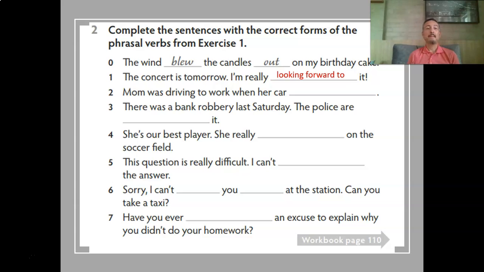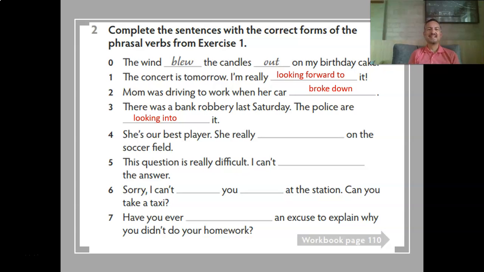Number 2, Mom was driving to work when her car stopped working. The engine was like this. So what is the phrasal verb? When her car, starts with B. Broke down. Yeah, so she was driving to work when her car broke down, stopped working. Number 3, there was a bank robbery last Saturday. The police are investigating, examining the things. So they are looking into it.